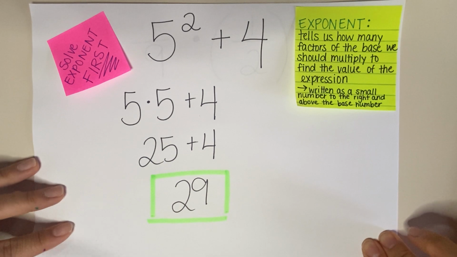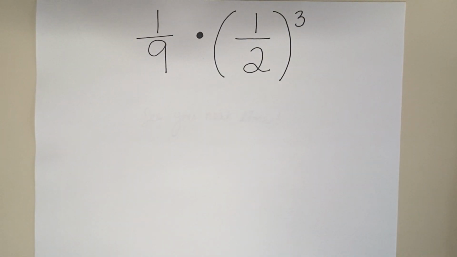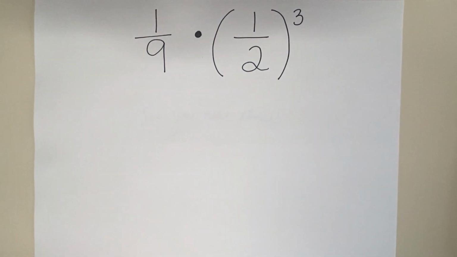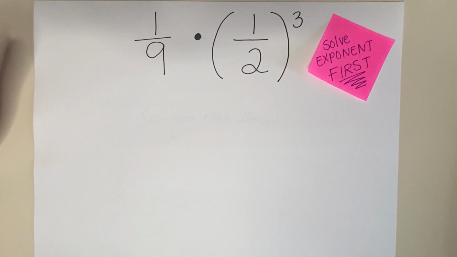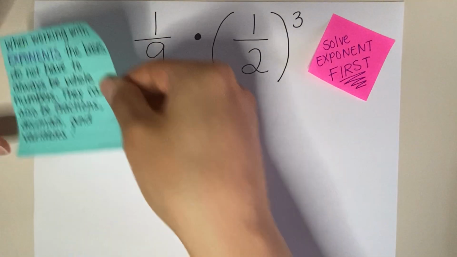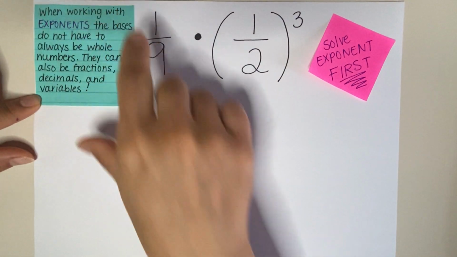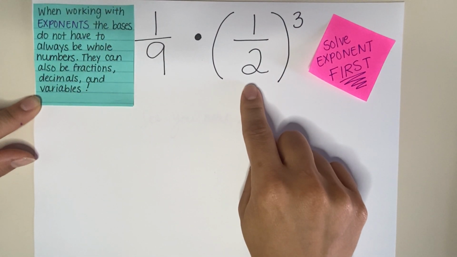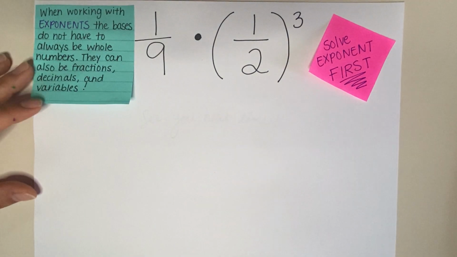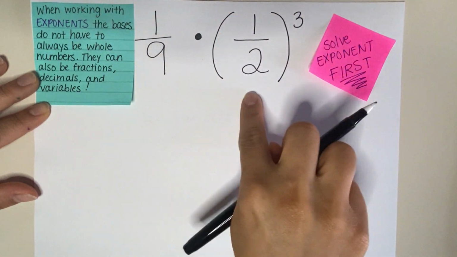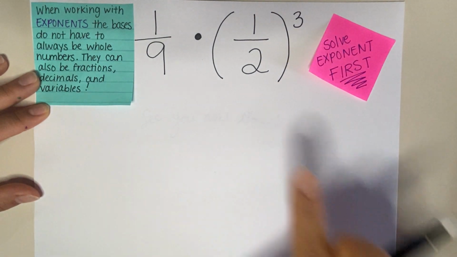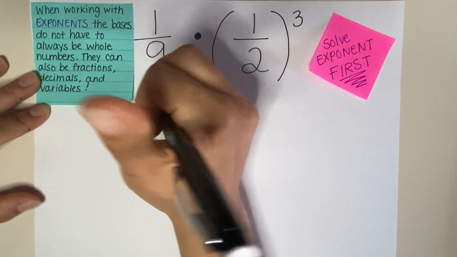We have one more example. Here we have 1/9 times 1/2 to the third power. And again, we solve our exponent first. And this goes back to this rule of when working with exponents, the bases do not always have to be whole numbers. They can also be fractions, which we have right here. So I need to solve the exponent first. So I'm looking here, I have my base of 1/2. It's raised to the third power. I'm going to solve this first.